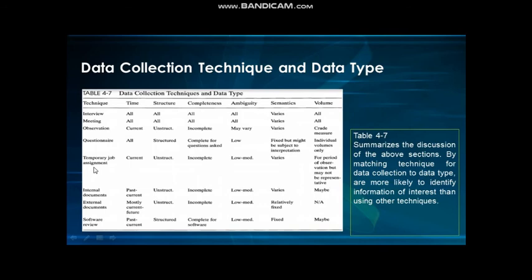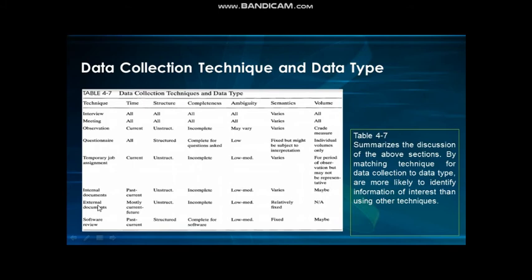Next, we have the internal documents and external documents. They provide unstructured, incomplete information from which no relevant value information is likely. The internal documents are mostly oriented to the past or current situation. External documents are most oriented to the current or the future topics.